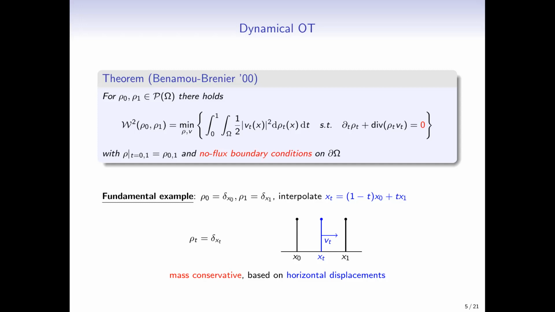So you might notice that by very construction, this is mass conservative. The fact that I put 0 on the right-hand side in the continuity equation, and I should have mentioned this earlier, no flux boundary condition on the boundary of your domain, means that ρ_t will remain a probability measure for all t. So mass is preserved. And as you can guess from this picture, this is based on horizontal displacements.